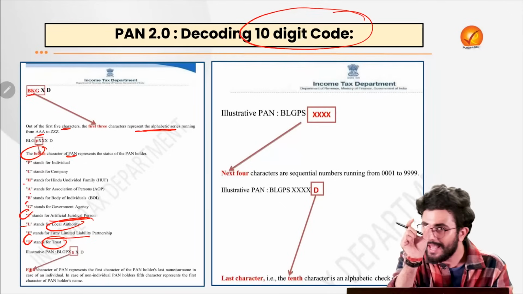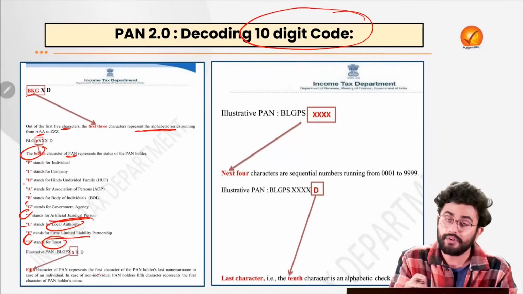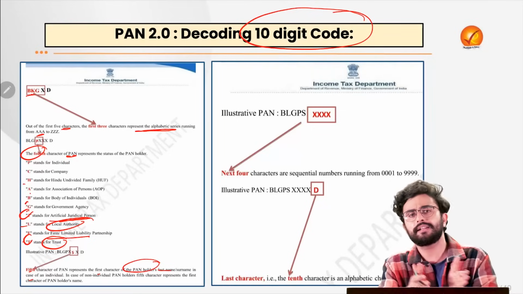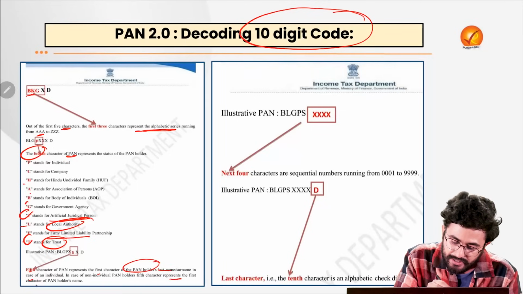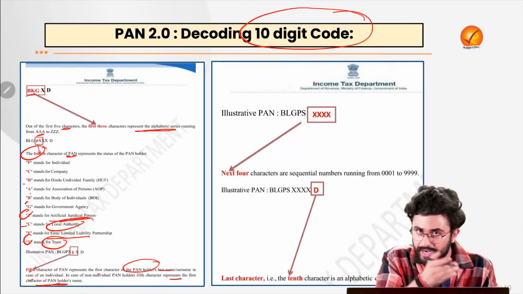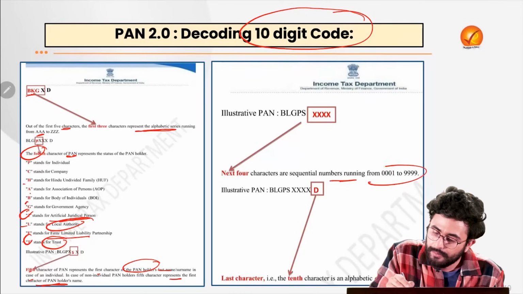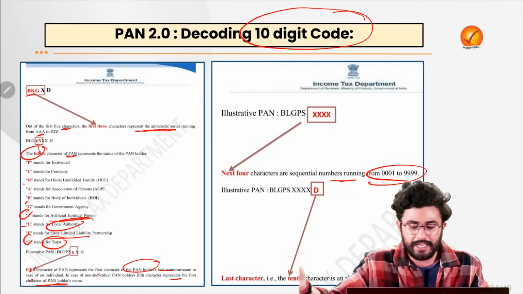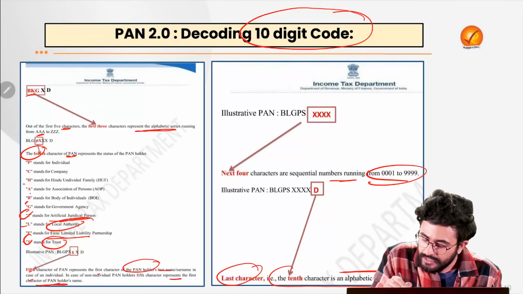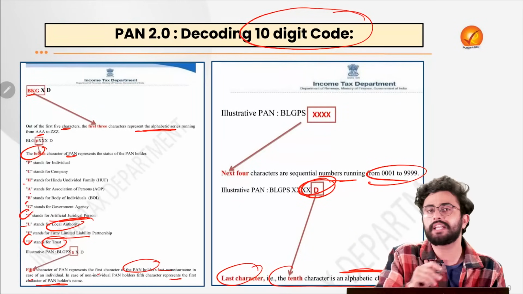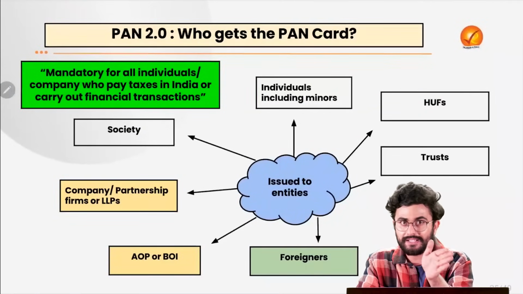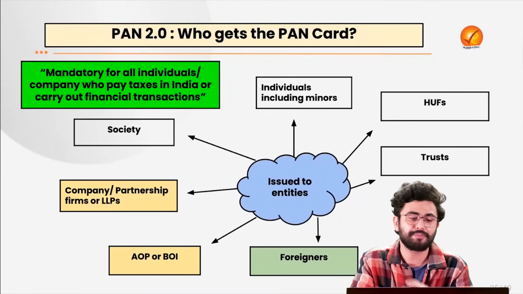Then the 5th character of the PAN represents the first character of the PAN holder's last name or surname, and in the case of a company, it represents the first character of the PAN holder's name. Then come the next 4 characters, which are sequential numbers running from 0001 to 9999. And the last character, the 10th character, is an alphabetic check digit provided by the Income Tax Department. So I hope you guys understand your PAN card much better now.